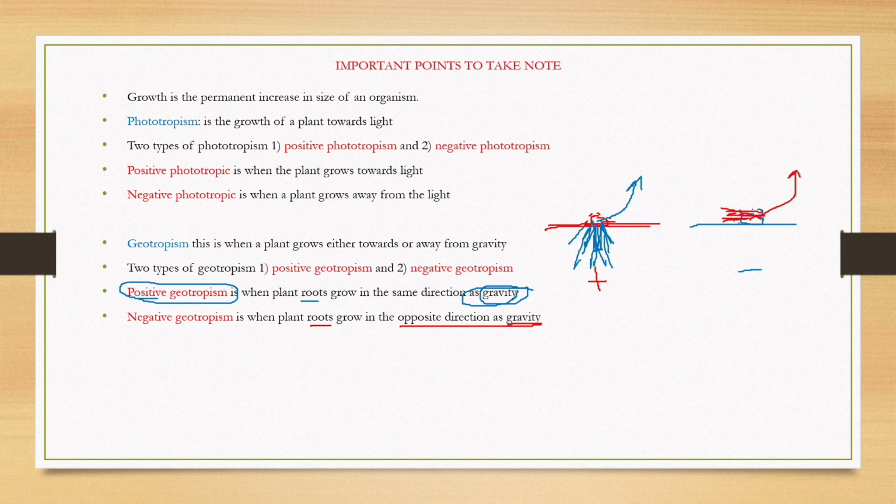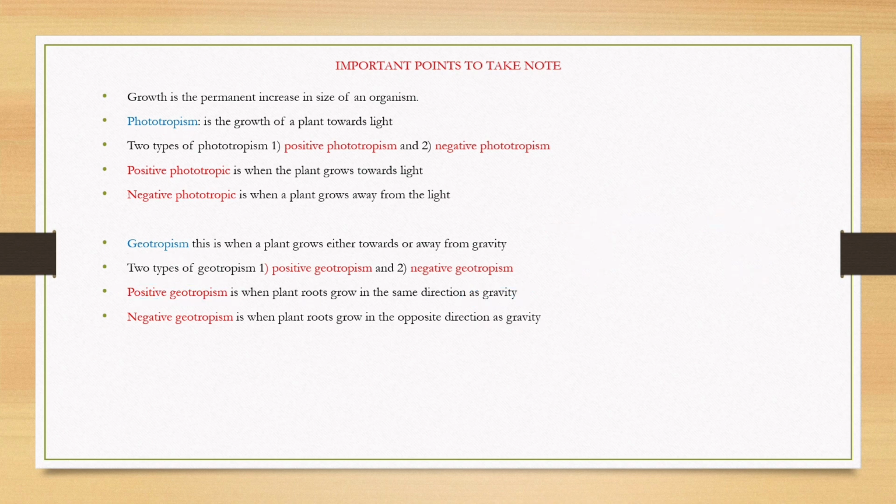And this plant cannot survive because the roots need to grow in the ground to get water, which is very important for plants. So we have looked at growth, phototropism and geotropism. I hope now you know how to differentiate between positive and negative, both phototropism and geotropism. We move to the next unit.